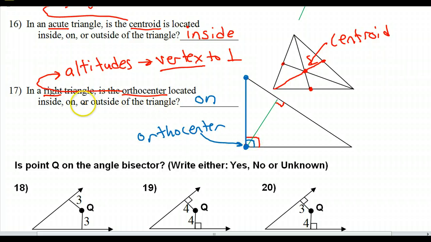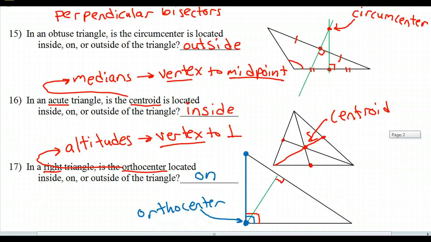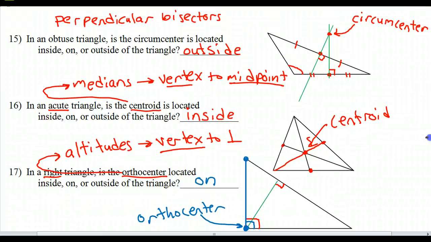But for that to work, you have to know your vocabulary. You have to know that an orthocenter is altitudes, centroid is medians. You have to know that a circumcenter is perpendicular bisectors. And we didn't do this one, but incenter is angle bisectors. And you have to know what those lines look like and how to draw them.